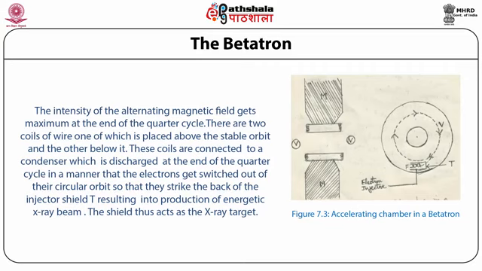There are two coils of wire, one of which is placed above the stable orbit and the other below it. These coils are connected to a condenser which is discharged at the end of the quarter cycle in a manner that the electrons get switched out of their circular orbit so that they strike the back of the injector shield T, resulting in production of an energetic X-ray beam. The shield thus acts as the X-ray target.